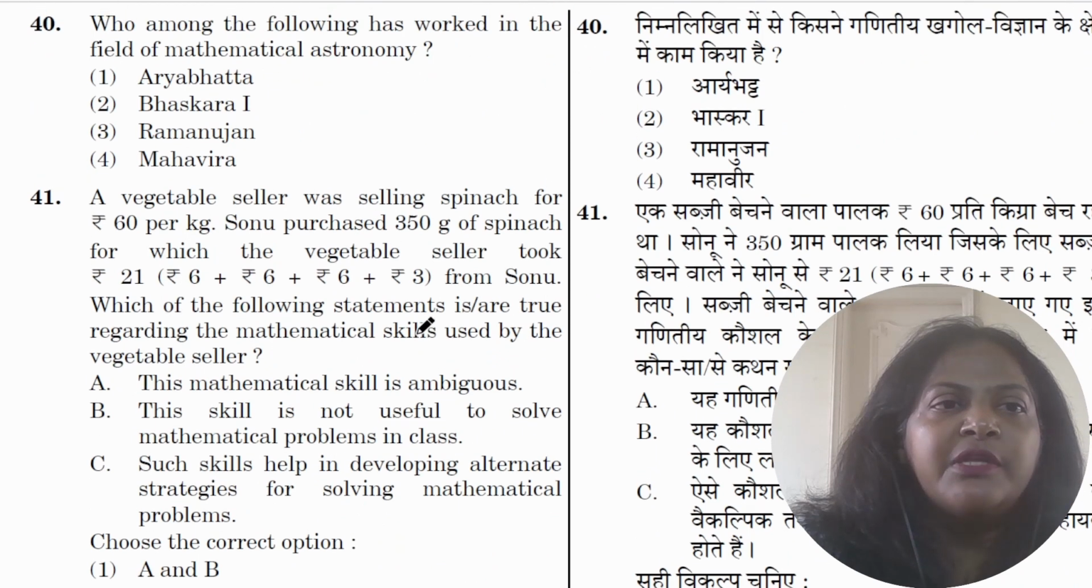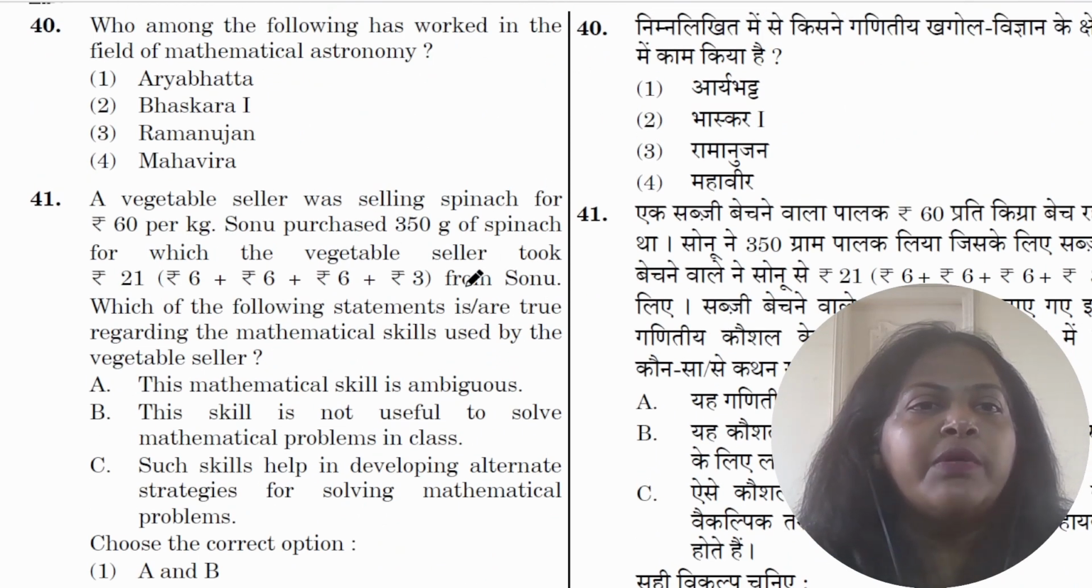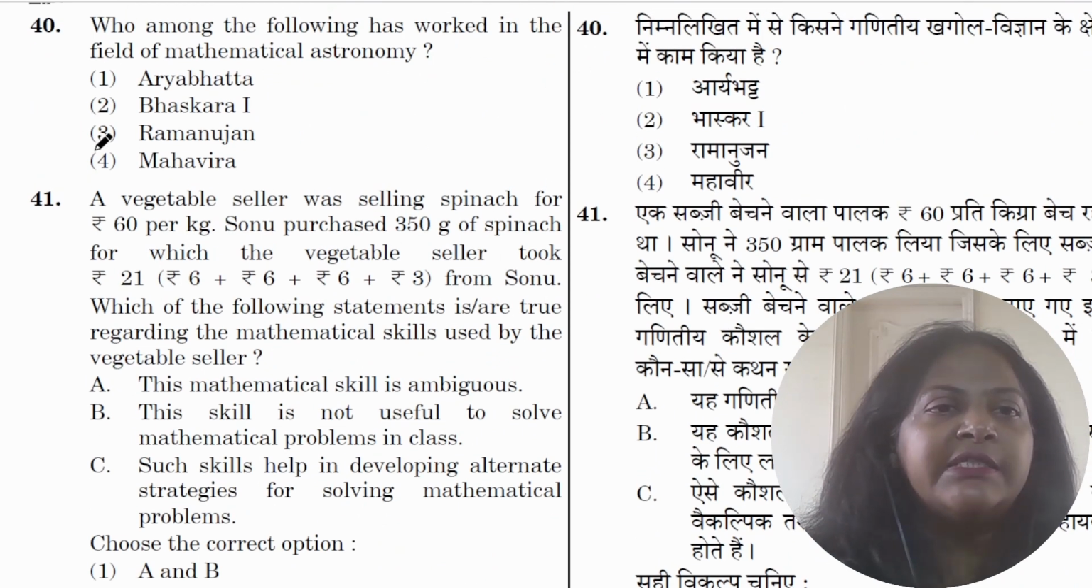Let's move on to question number 40. Who among the following worked in the field of mathematical astronomy? That is Aryabhat. This is just something that you have to know, that he was a mathematician as well as an astronomer.